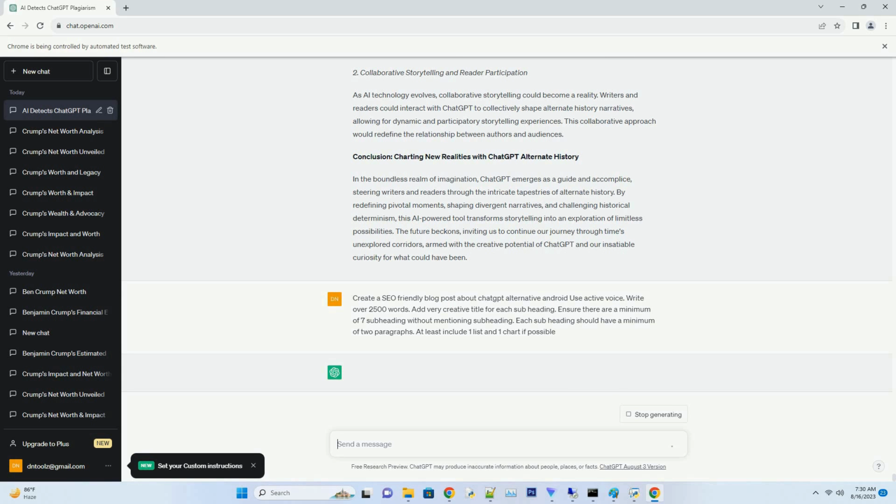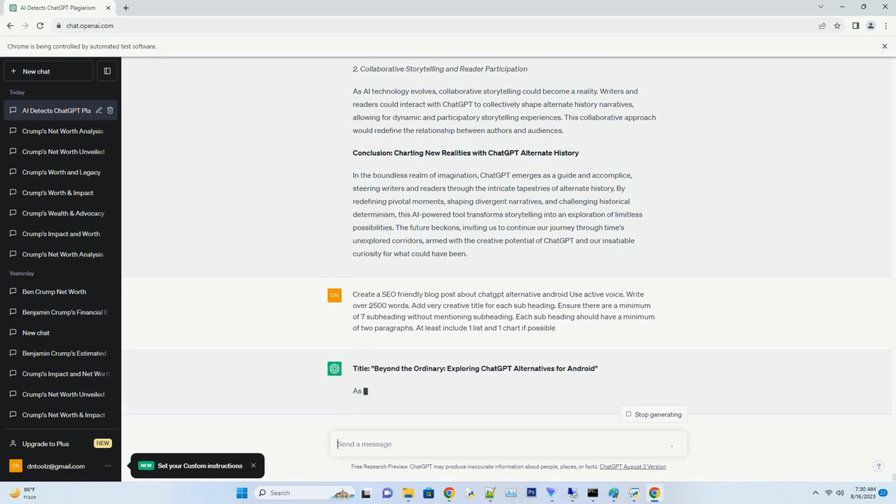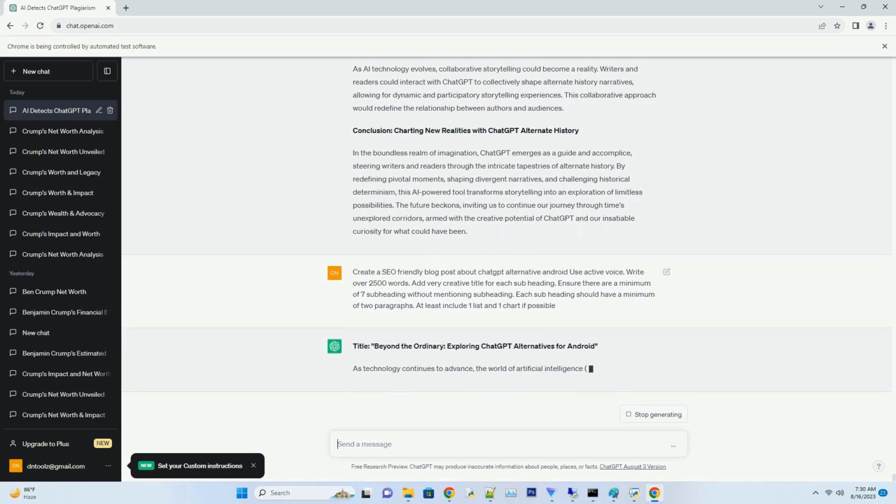2. Collaborative storytelling and reader participation. As AI technology evolves, collaborative storytelling could become a reality. Writers and readers could interact with ChatGPT to collectively shape alternate history narratives, allowing for dynamic and participatory storytelling experiences. This collaborative approach would redefine the relationship between authors and audiences.